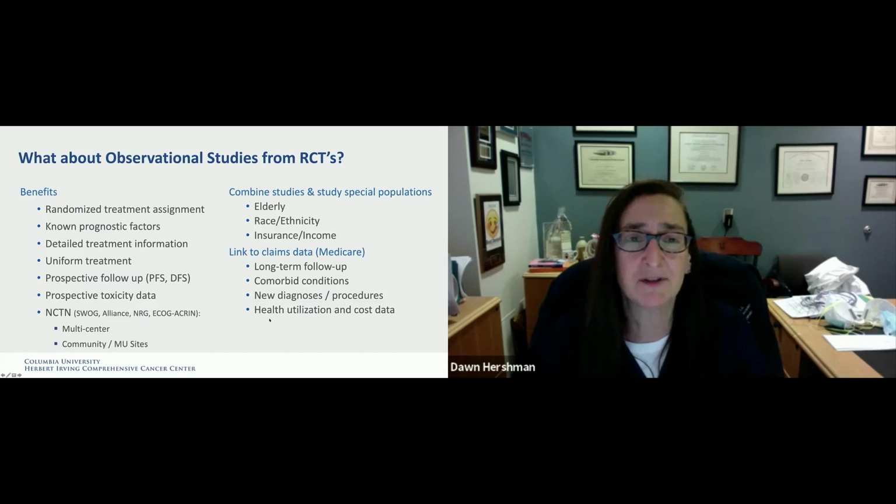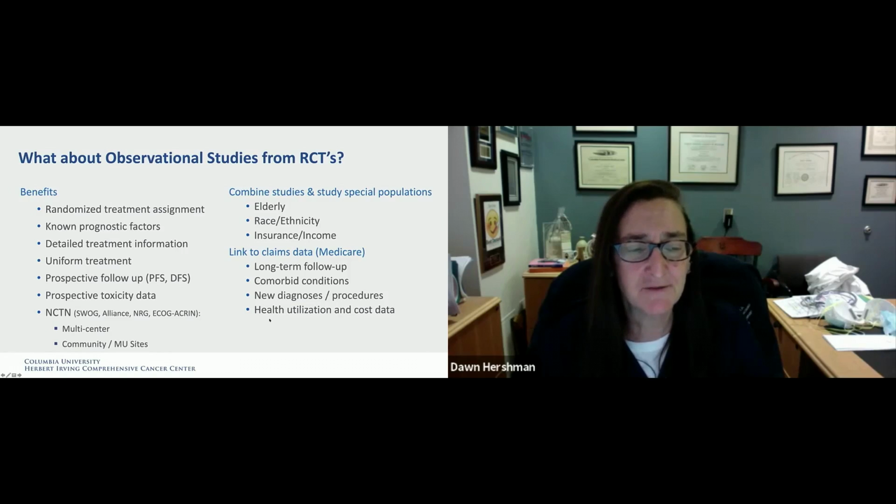So one option is to try to do observational studies from randomized clinical trials. That can have the benefit of randomizing patients based on treatment assignment to limit bias, collecting prognostic factors that are often collected in randomized trials, having uniform treatment, and prospective follow-up for things like progression-free survival and disease-free survival, which can be difficult to obtain from observational data.